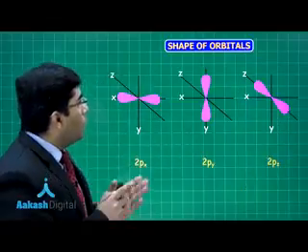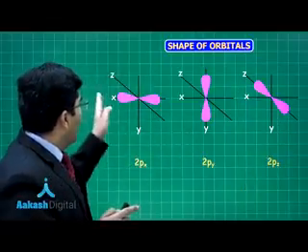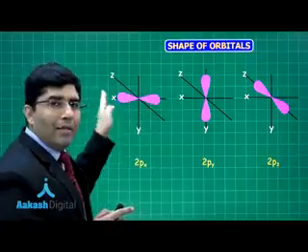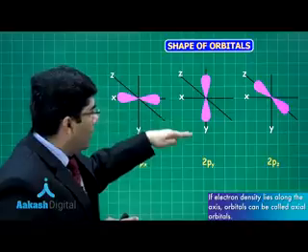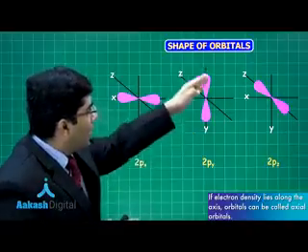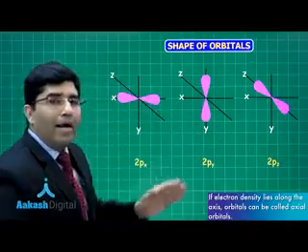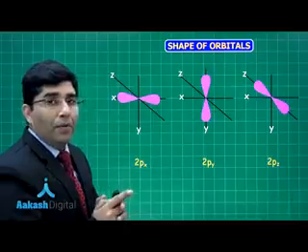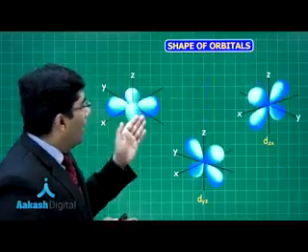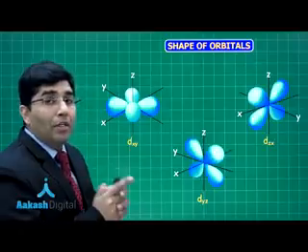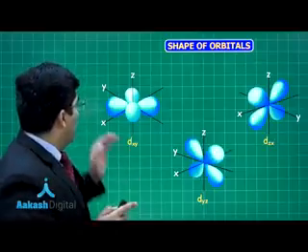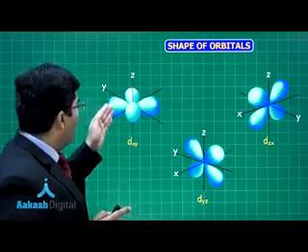If we talk about the p orbitals, if the orientation is towards the x-axis, it will be px, this is py, and if it is along the z-axis, it is pz, and they are dumbbell shaped, right? And if we talk about d orbitals, they are double dumbbell shaped. So this is a double dumbbell.